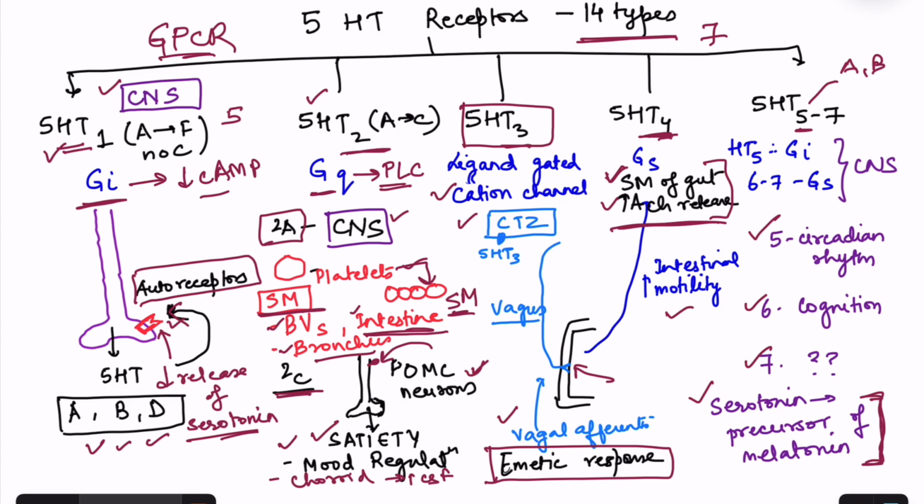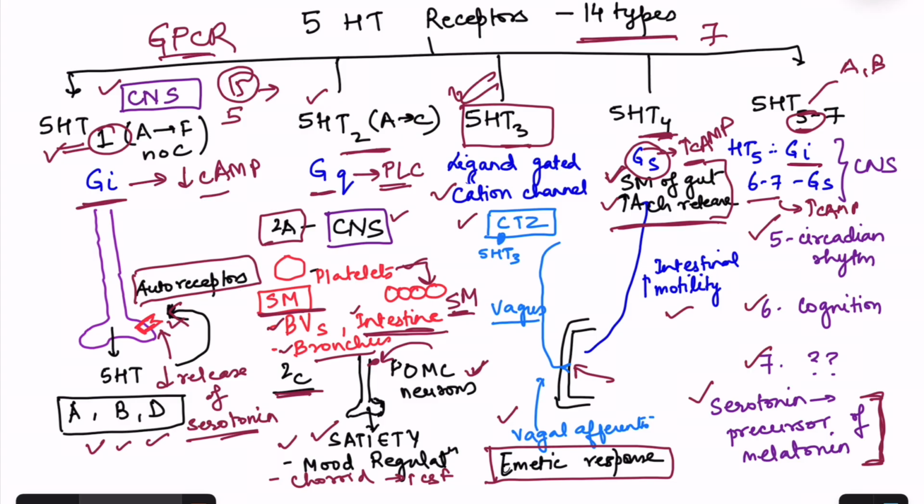Then again, 5-HT4 is Gs, the stimulatory type of G protein coupled receptor, which acts by increasing cAMP. Again, 5-HT6 and 5-HT7 are of Gs type, so they will increase cAMP, and 5-HT5 is the inhibitory type. So we can say 5-HT1 and 5-HT5 are inhibitory, that is, they decrease cAMP. 5-HT2 acts via the phospholipase C pathway, increasing IP3 and DAG. And this is the exception, 5-HT3, which is a ligand-gated cation channel.